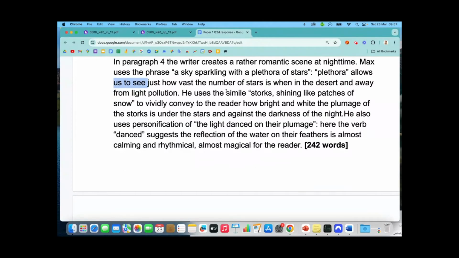He uses a simile, another example of imagery, storks shining like patches of snow, to vividly convey to the reader how bright and white the plumage of the storks is under the stars and against the darkness of the night. He also uses personification, so another example of imagery, of the light danced on their plumage. Here, the verb danced, so we've gone back into the quote, suggests the reflection of the water on their feathers is almost calming and rhythmical, almost magical for the reader.